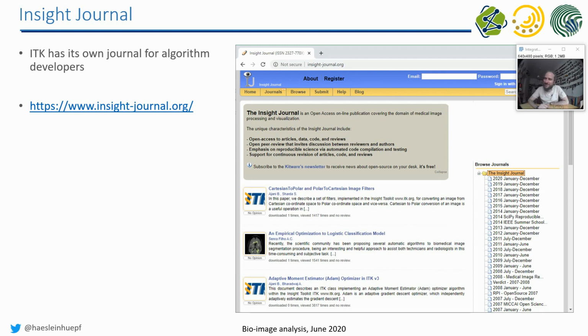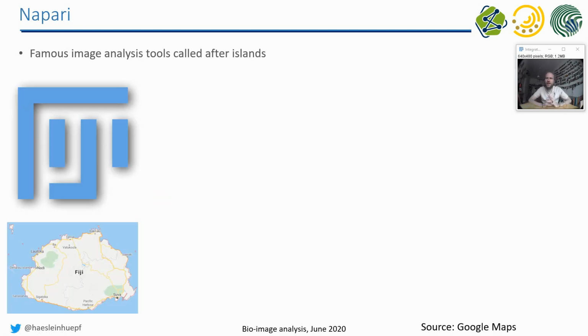So it's a website where algorithms are published, and usually you can download the C++ or the Python source code for these tools which use ITK in order to process, again, usually medical images. So after this short excursion to medical imaging, let's go back to microscopy and life sciences and image processing.